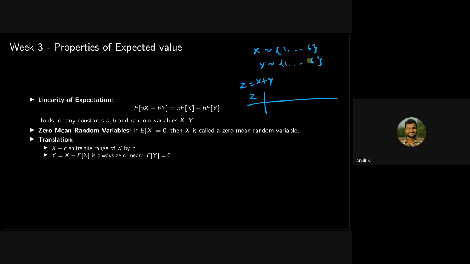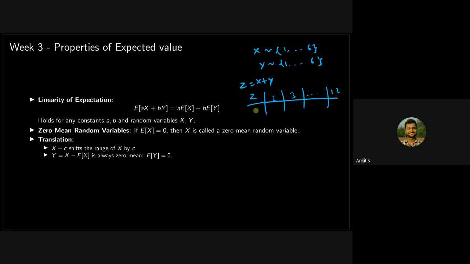It will take 2 to 12, which is 11 values. So you will list all of them here, 2, 3, and so on, up to 12.